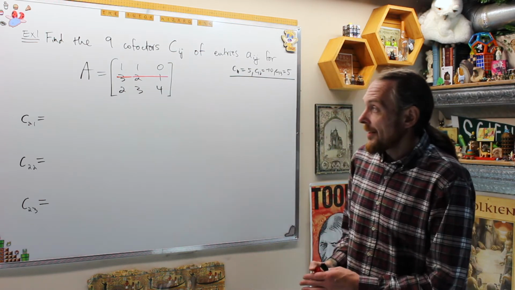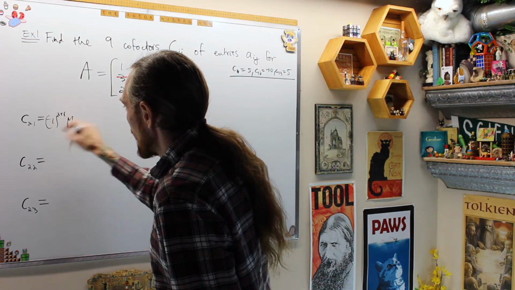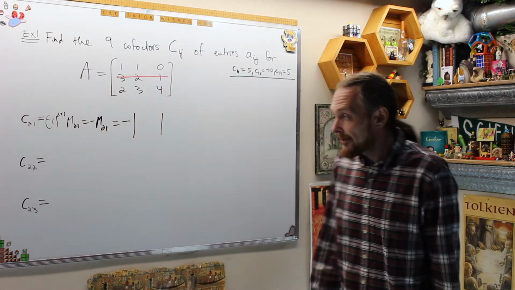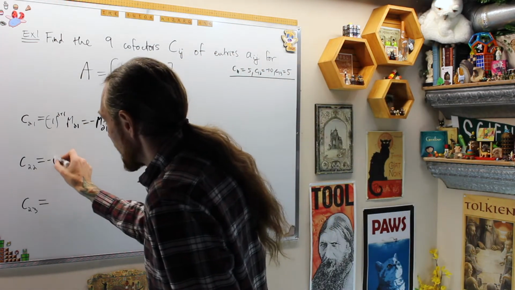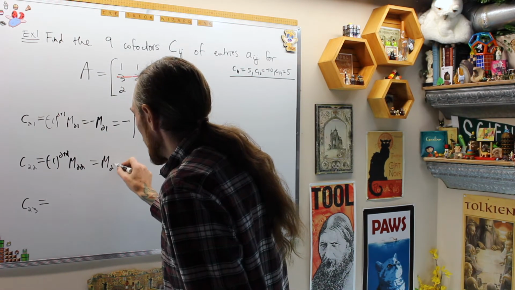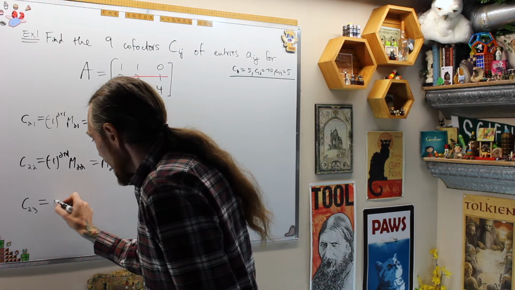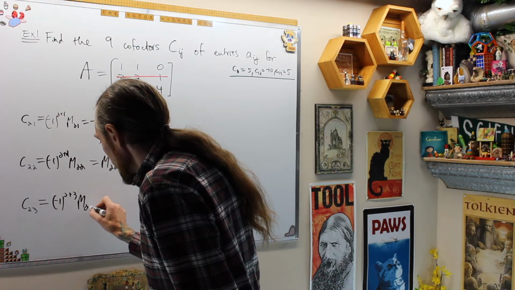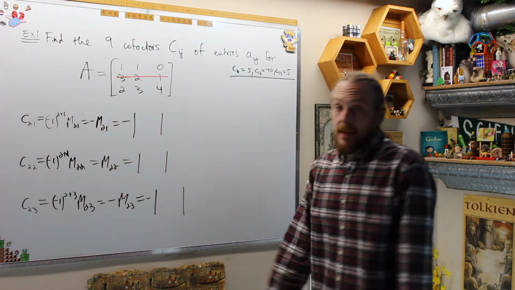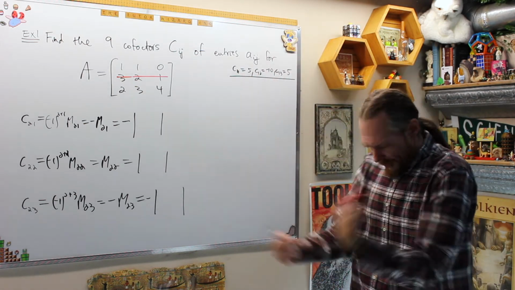Therefore, C21 is -1 to the 2 plus 1 M21, which is -M21, which is negative a 2 by 2 determinant. I prep myself. This one by definition is -1 to the 2 plus 2 M22. This is positive, which gives me M22, which is a 2 by 2 determinant. This one is -1 to the 2 plus 3 M23, which is -M23, which is negative times a 2 by 2 determinant. Now I switch gears, and now I've regurgitated the definition of cofactors over and over again.